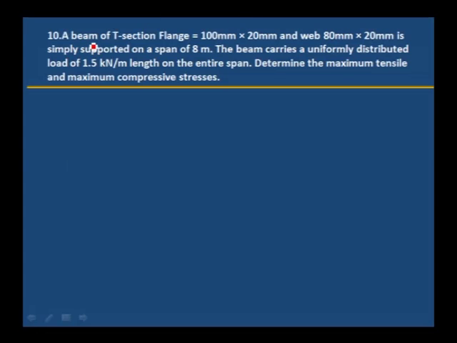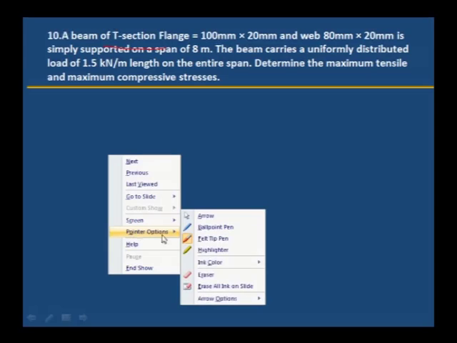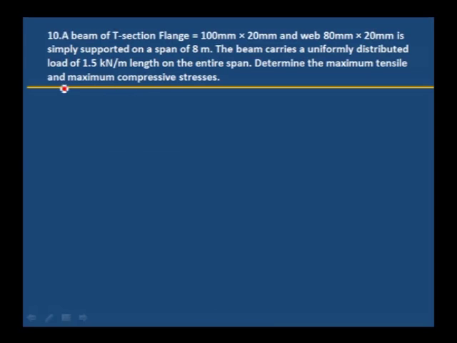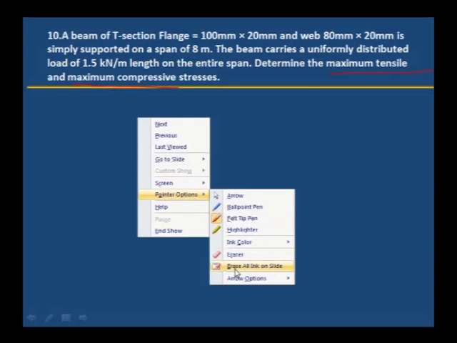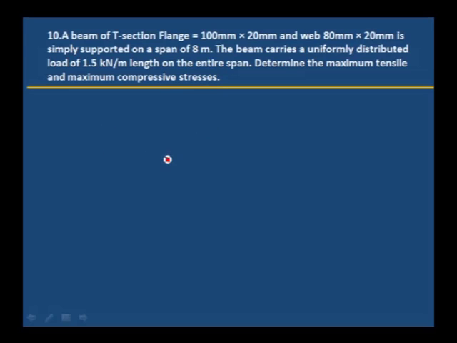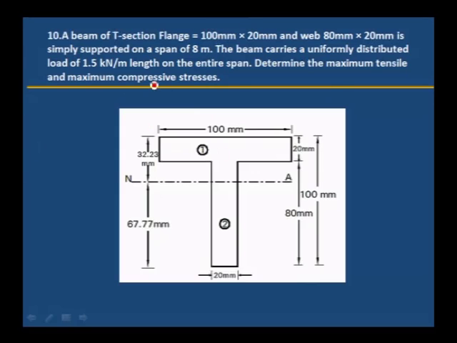This is one problem I have taken related to the T section. For the T section, what are the maximum tensile and maximum compressive stresses? We know that in a T section, the neutral axis will not remain at the center. We have to find out the position of the neutral axis. After knowing the position of the neutral axis, we can find out the stresses. This is the T section given.